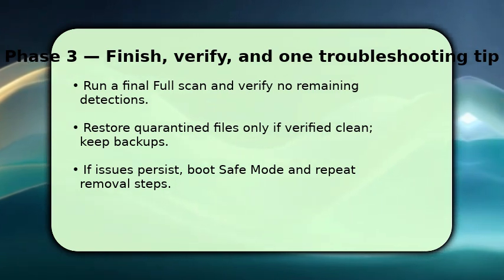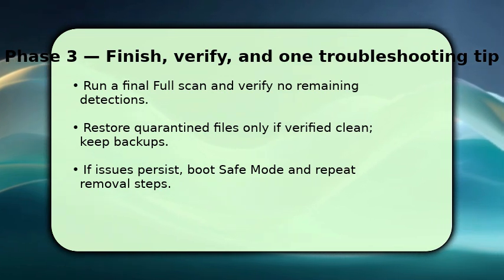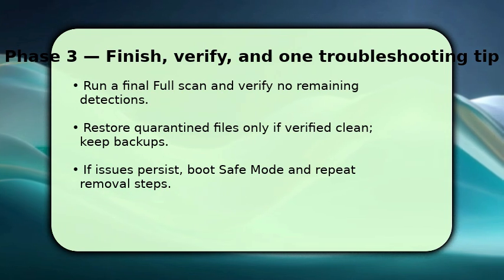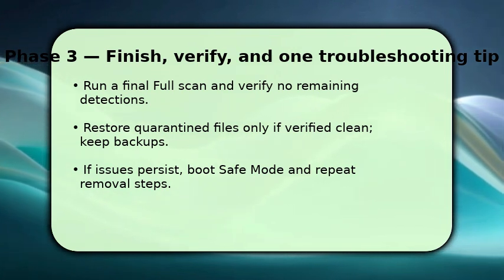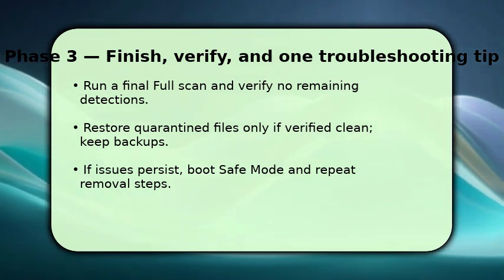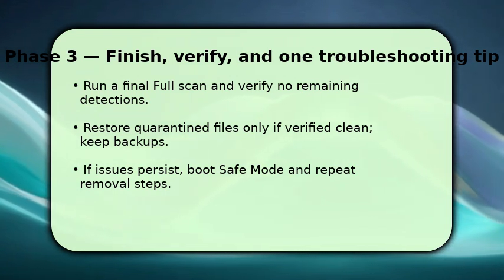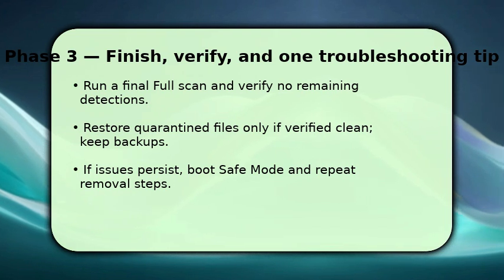If the machine still shows symptoms, slow performance, unexpected pop-ups, or blocked updates, reboot into safe mode and repeat scans, or use specialized removal tools, because many malware types can hide from normal mode. Key tip: keep system and antivirus definitions updated to prevent reinfection.